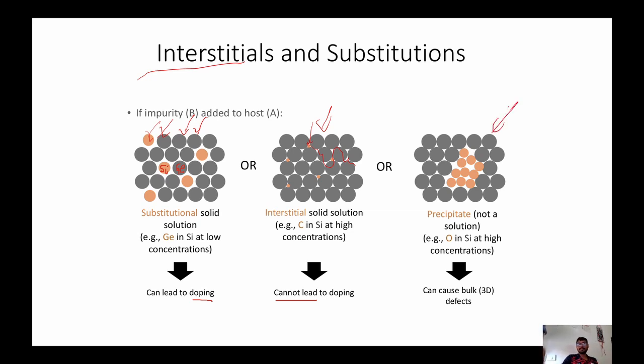Then comes the 3D defect. This is like a precipitate of oxygen inside the silicon crystal. Oxygen forms a cluster inside the silicon crystal, so this forms a 3D defect.